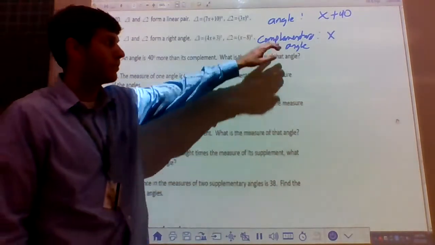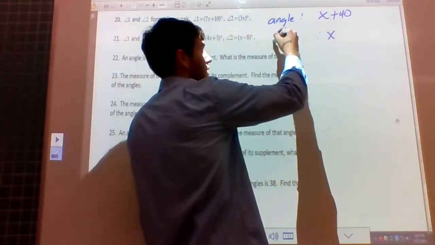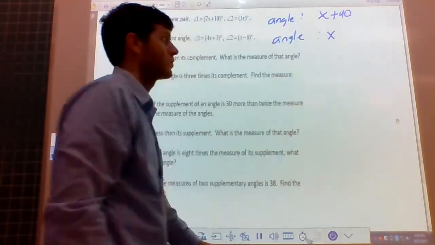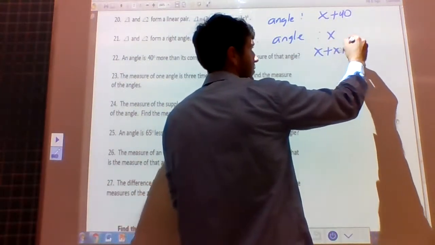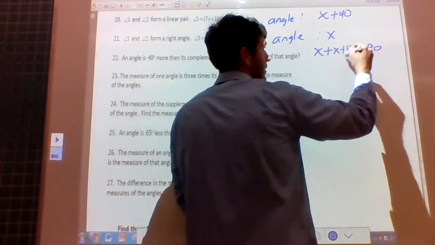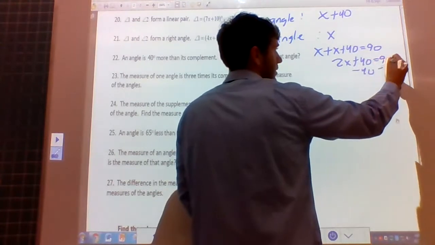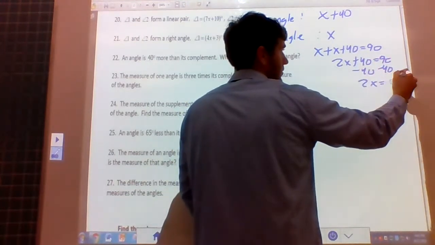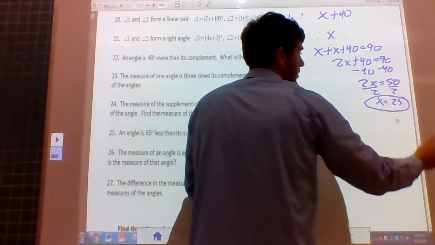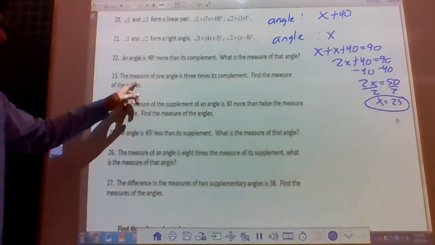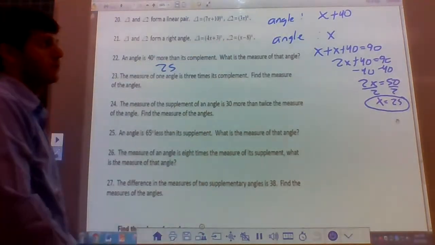Okay. These are both complementary angles. This is a complement to that angle. Let's just write angle and angle. Okay, we know those angles are complementary, so we know they add up to 90. So we're going to do x plus x plus 40 equals 90. So that's 2x plus 40 equals 90. We subtract 40, we get 2x equals 50. Divide by 2, and x equals 25. So that means our angles are going to be 25 and 25 plus 40, which is 65.